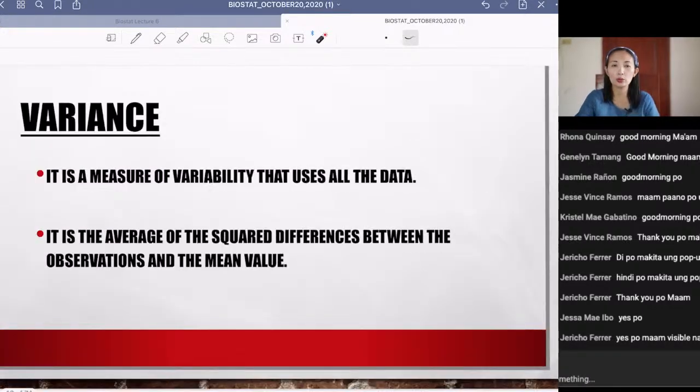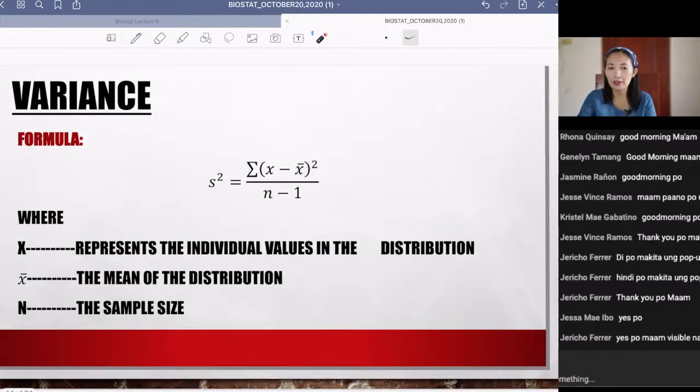Now we move on to variance. Variance is a measure of variability that uses all the data. All are considered. And it is the average of the squared differences between the observations and the mean value. So this is the formula for variance. Now, this is for a sample variance.